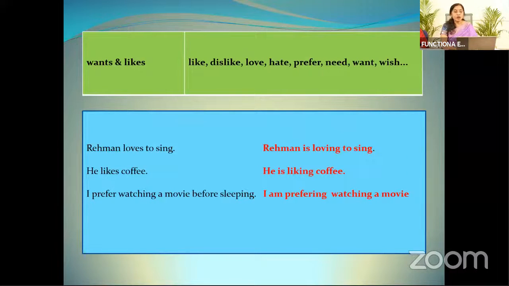I prefer watching a movie before sleeping. You cannot say I am preferring. Here, the word watching is not a verb. I'll talk to you in a detailed manner about infinitives and gerunds as we move on into the session. But here the verb, the action, is prefer, not watching or even sleeping.